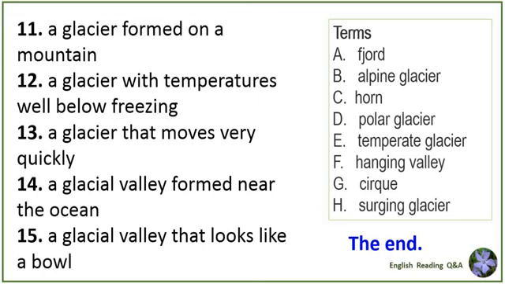11. A glacier formed on a mountain. Number 12. A glacier with temperature well below freezing. 13. A glacier that moves very quickly. 14. A glacial valley formed near the ocean. 15. A glacial valley that looks like a bowl.